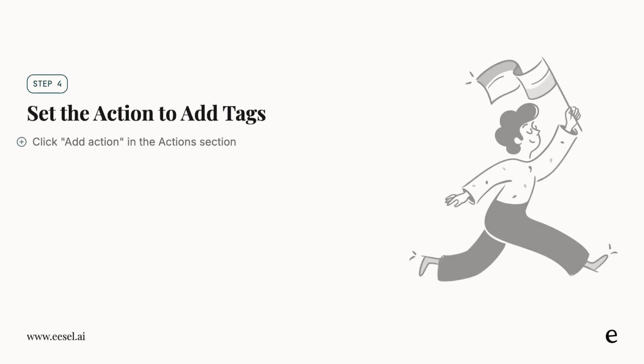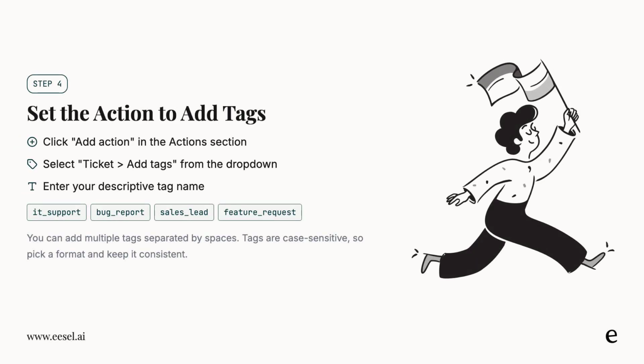In the action section, click Add action and select Ticket, then Add tags. Type in your tag name, something like it_support or bug_report. You can add multiple tags separated by spaces. Keep tags lowercase and use underscores instead of spaces so they stay consistent.